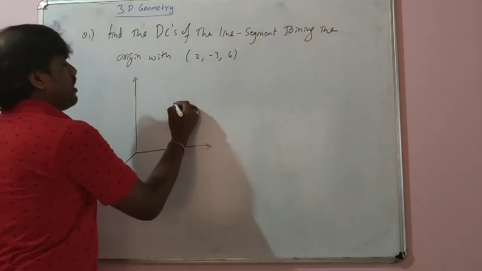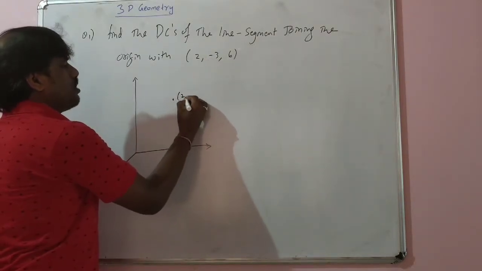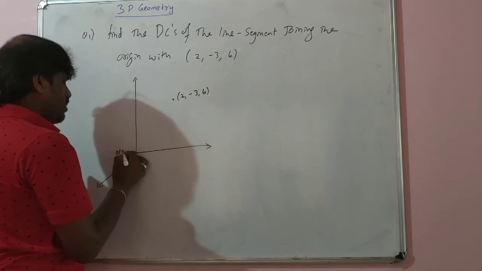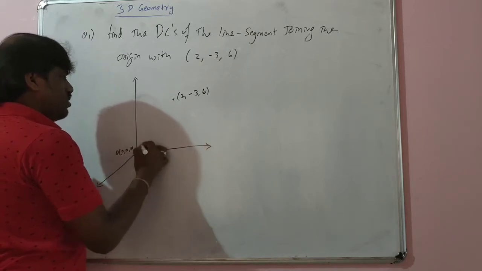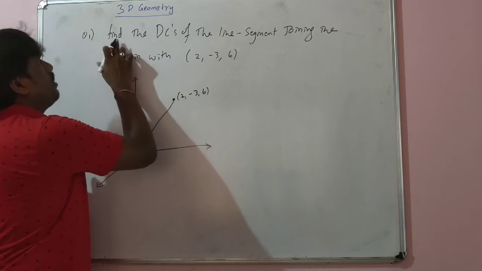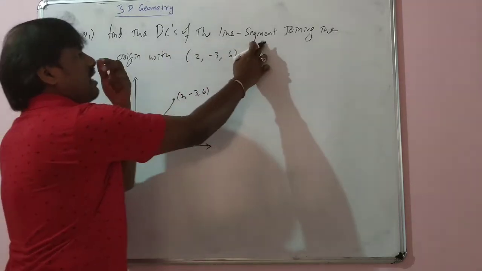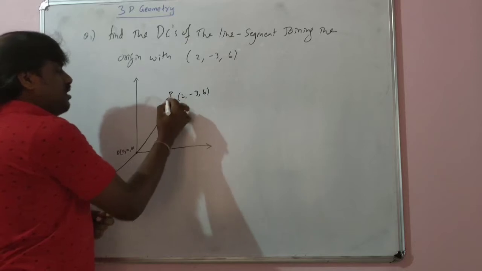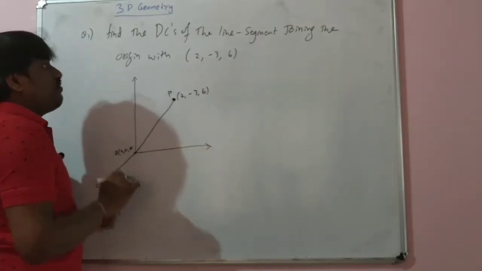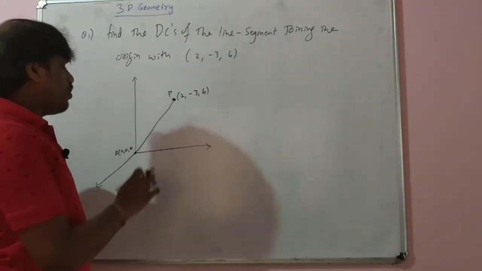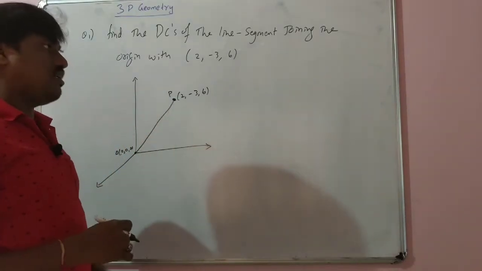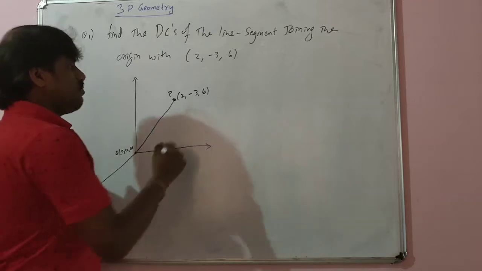Let us see, a point is there. The point is (2, -3, 6), with the origin O (0, 0, 0). If I join these, that's what he is saying: find the direction cosines of the line joining the origin with this point. I told you, OP is a vector, a position vector. What is a position vector?